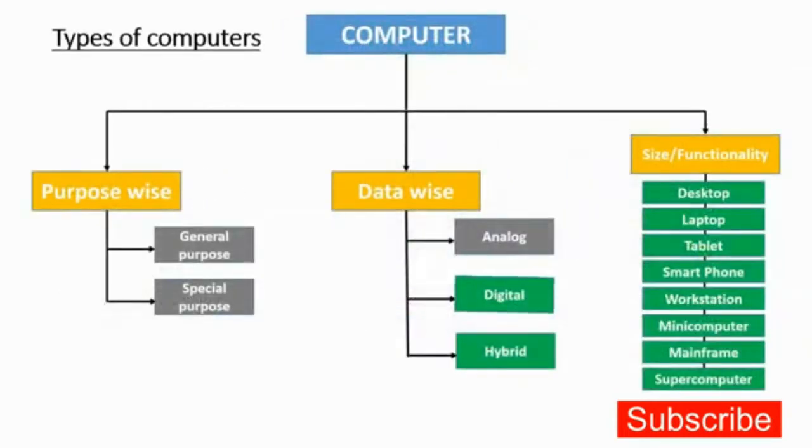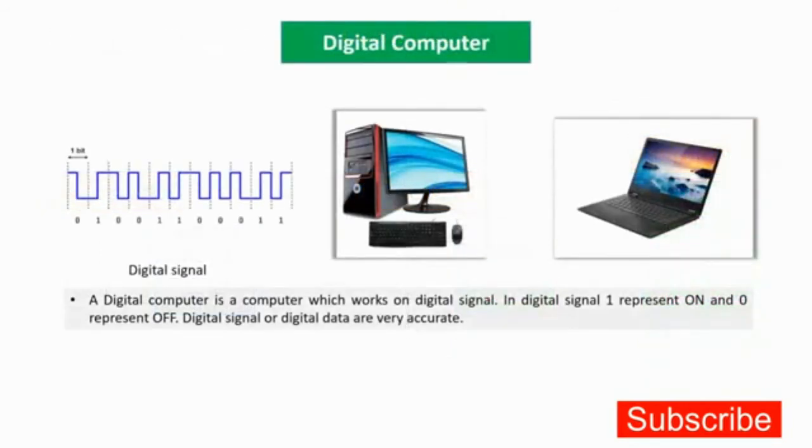The next we are going to move to is the digital computer. Basically the general purpose computer that we spoke about is normally a digital computer. Any computer, your desktop, your laptop that we normally use, all those computers are digital computers. A digital computer basically has signals where there is a 0 and 1. So 0 represents off and 1 represents on. A digital computer is a computer which works on digital signal.